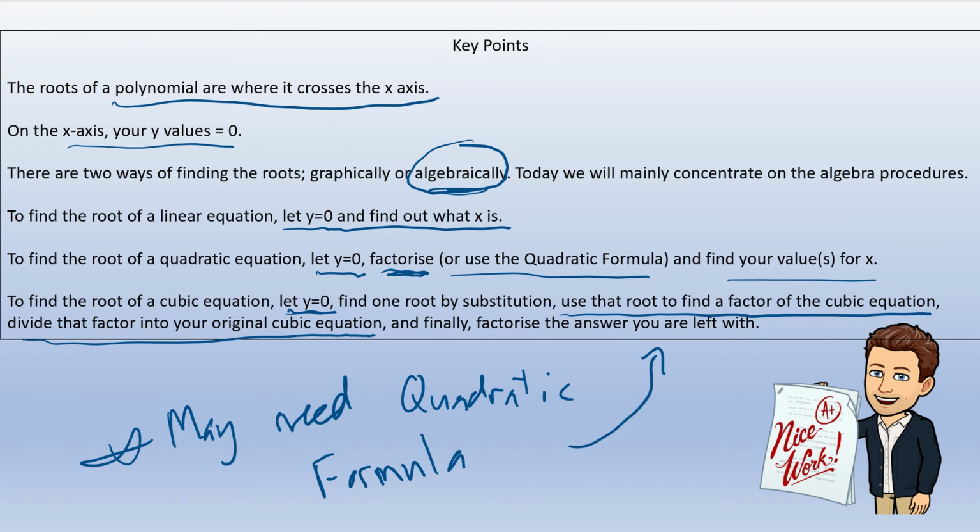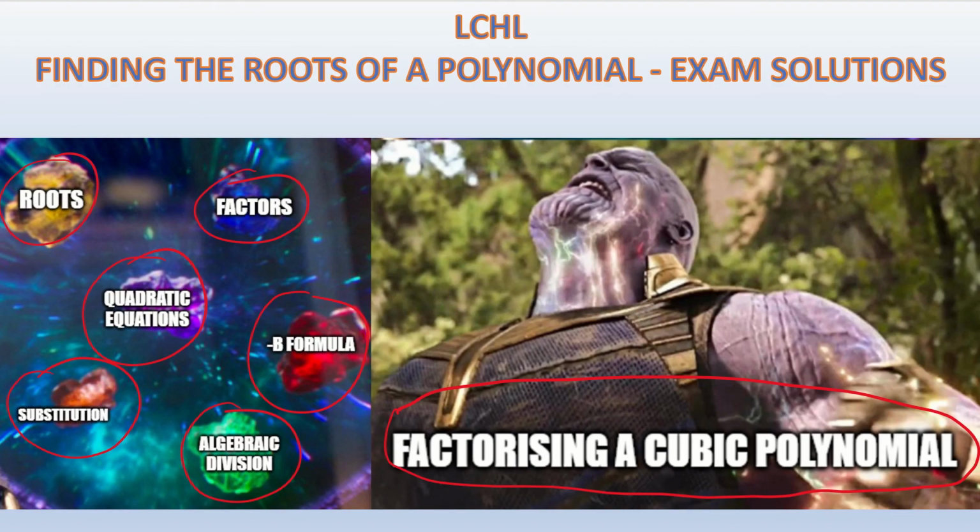So as I said, that question there can be worth up to 25 marks, which is a huge chunk of marks. And if you are okay with everything that we had a look at here, like your factors, your roots, your quadratic equations, your substitution, algebraic division, minus b formula, if you're okay with all of those from Junior Cert, then there's no reason that you can't score heavy marks on this part of the question.